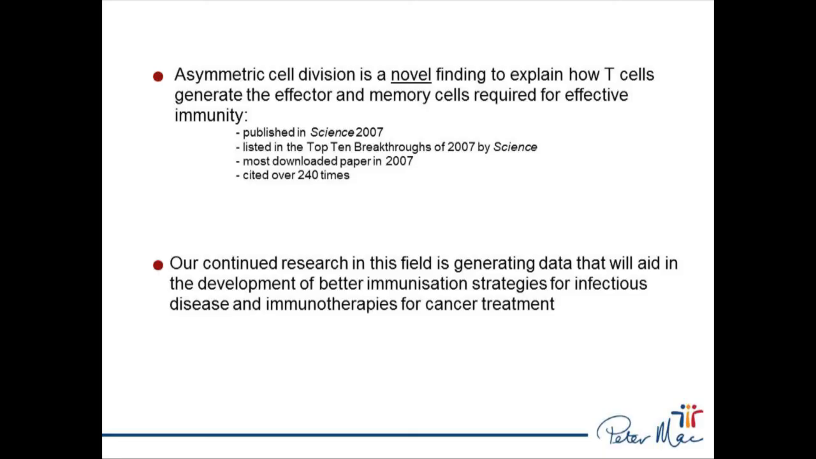So what this data showed was that T cells can undergo asymmetric cell division, and this might be a mechanism by which they produce all the different subsets of T cells during an immune response. Along with our collaborators in the US, this work was published in Science magazine and has generated a lot of excitement in the field. It was listed in the top 10 breakthroughs of 2007. It's been cited over 240 times since then. Perhaps more importantly, it's provided the foundation for further research into the role of asymmetric cell division in T cell fate, but also investigations into how pathogens such as bacteria or virus can manipulate this process to their advantage.